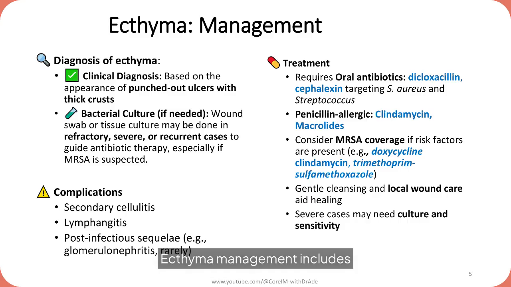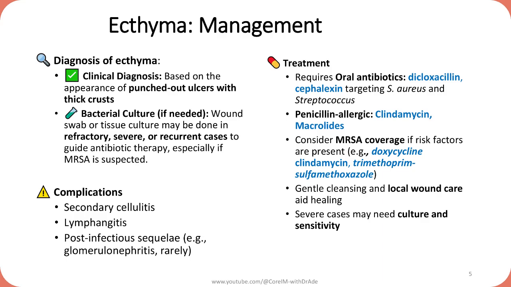Ecthyma management includes clinical diagnosis and bacterial culture for severe cases. Treatment often requires oral antibiotics targeting Staph aureus and Streptococcus, such as oral penicillins and cephalexin. Doxycycline, clindamycin, or trimethoprim-sulfamethoxazole may be used if MRSA is suspected or confirmed. Complications can include cellulitis, lymphangitis, and post-infectious glomerulonephritis. Gentle cleansing and local wound care are essential for healing.